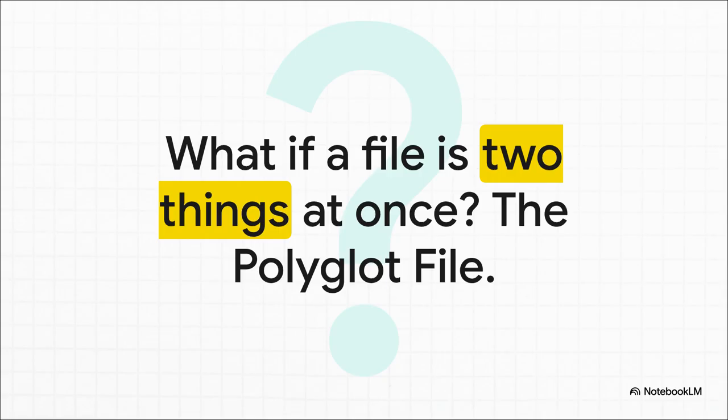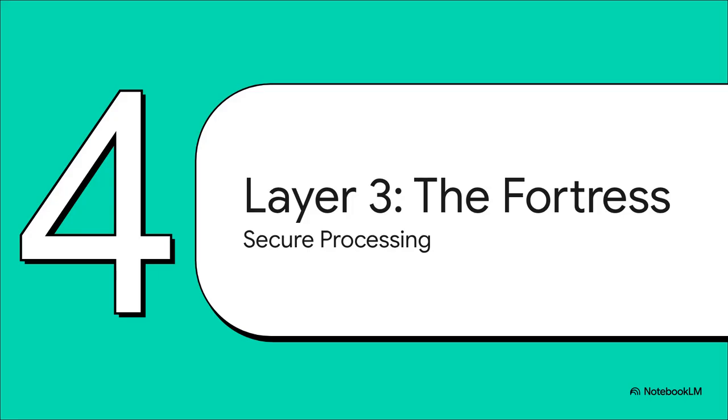It can pass the magic number check for an image, but still hide malicious code inside. So even our inspector can be tricked. And that brings us to our most critical, most robust layer of defense, the fortress. The whole idea here is to assume the worst. Assume a malicious file somehow got past the first 2 layers. The goal of the fortress is to neutralize that threat after it's been uploaded.